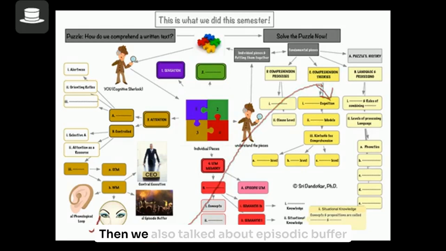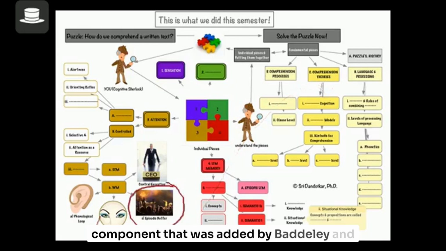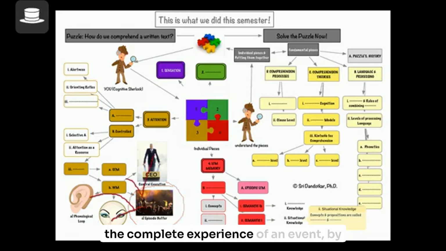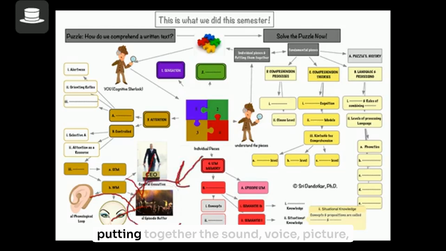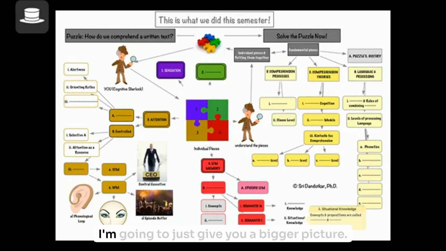Then we also talked about the episodic buffer, the latest component that was added by Baddeley and Hitch to their original three-structure model. And then we said the episodic buffer integrates information from multiple components of working memory and gives you the complete experience of an event by putting together the sound, voice, picture, and everything else you're experiencing at any given point of time. So that's about what we did this semester. And there's a lot we did this semester. I'm going to just give you a bigger picture.